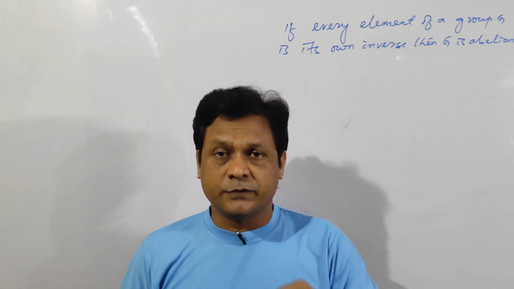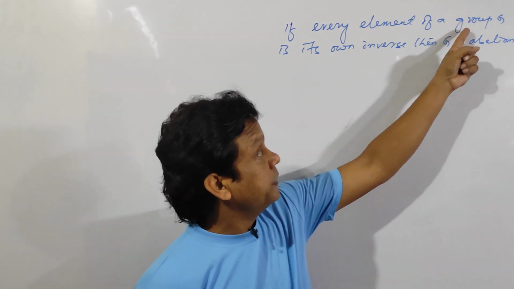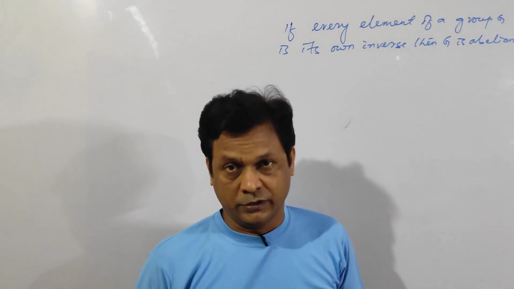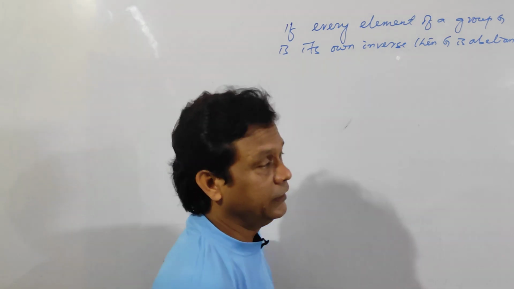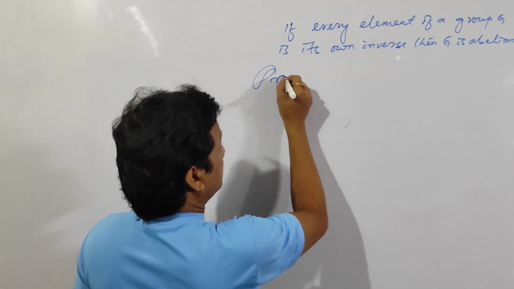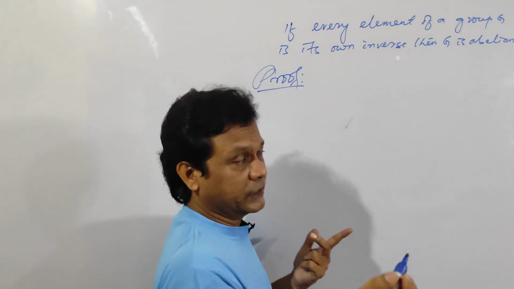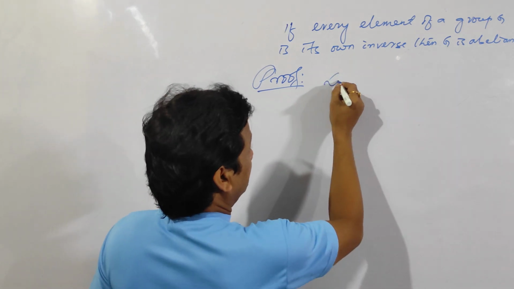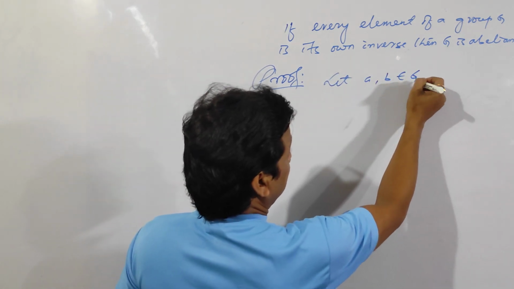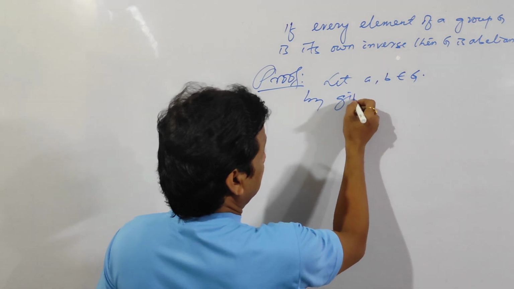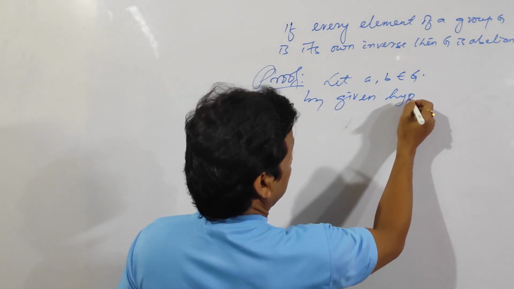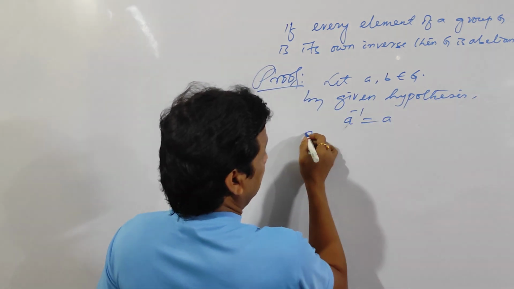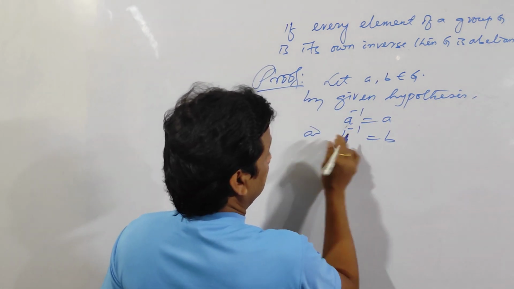That means G must satisfy the commutative axiom, because already it is given that G is a group. You only have to prove it is abelian. That means it must satisfy the commutative law, that means A into B is equal to B into A. Let us see how interesting the proof is. I will take only 1 minute to prove it. Let A, B belong to G. So by given hypothesis, A inverse is equal to A and B inverse is equal to B. Clear?